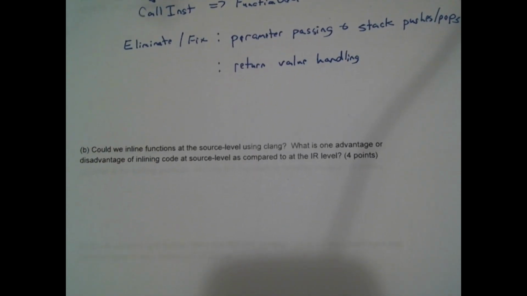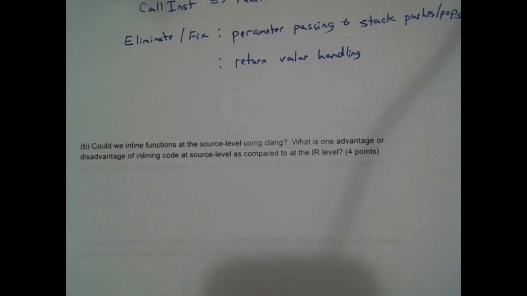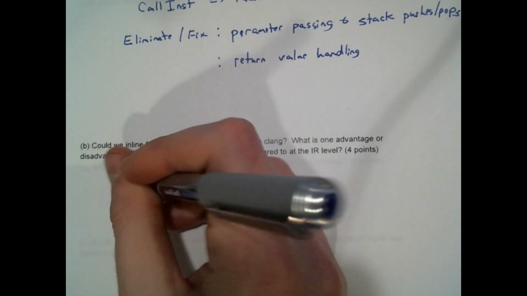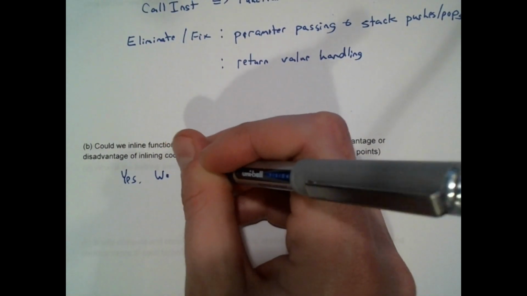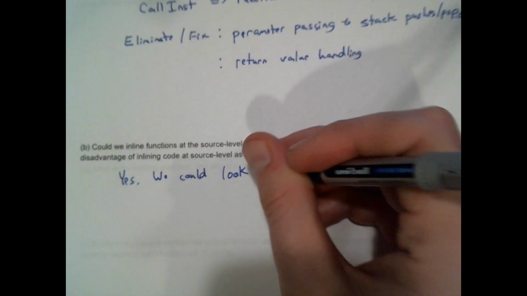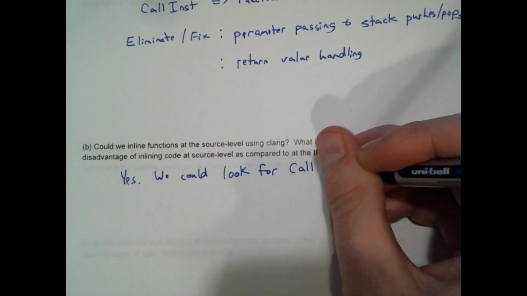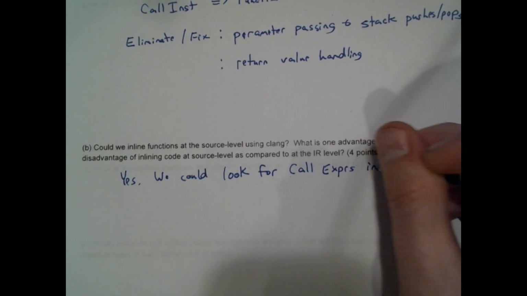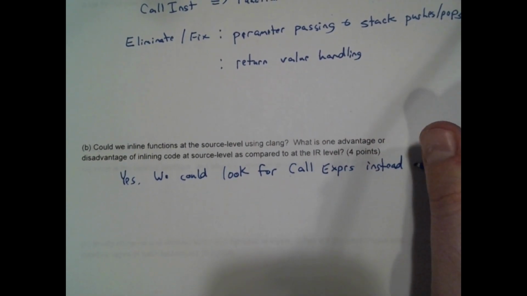Part B. Could we inline functions at the source level using Clang? What is one advantage or disadvantage of inlining code at source level as compared to the IR level? Really the question is, could we write a Clang tool instead of an LLVM tool that does this, and what would be the advantage or disadvantage? So yes, and we could look for call exprs instead of call insts.